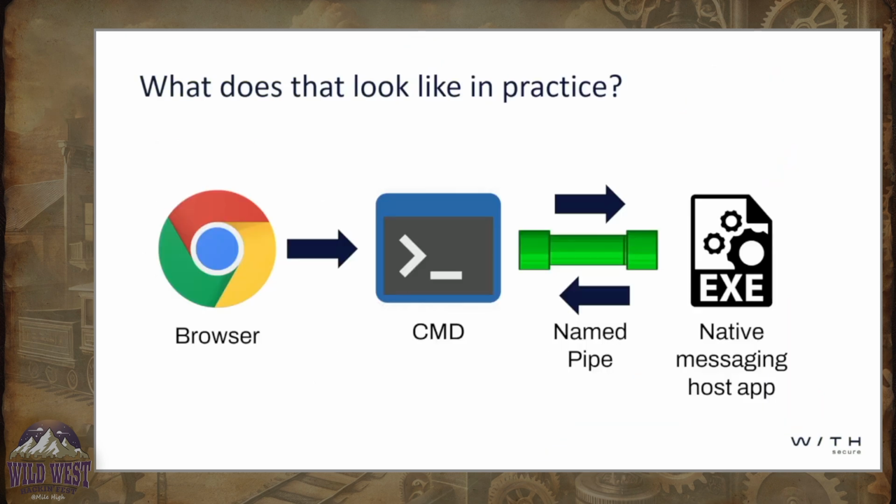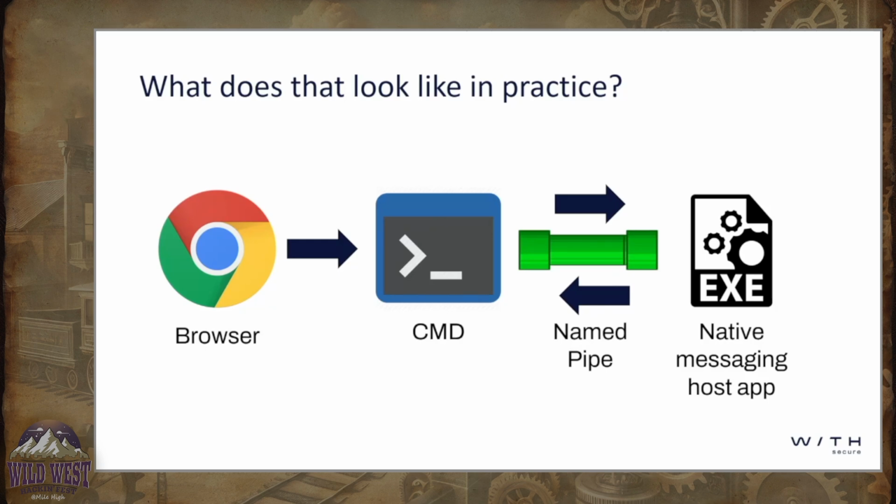So what does this actually look like in practice? Well, as you probably remember from the process listing, the browser will spawn a cmd instance, which will then spawn an executable. And then we have those named pipes. One of those is to send information from the browser extension to the native messaging host application.